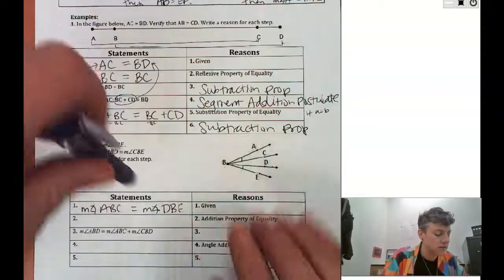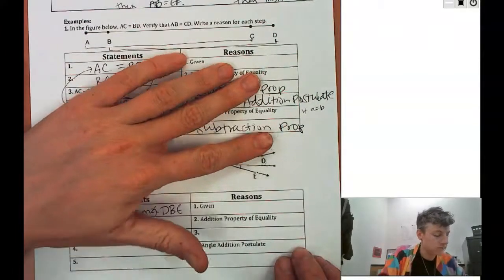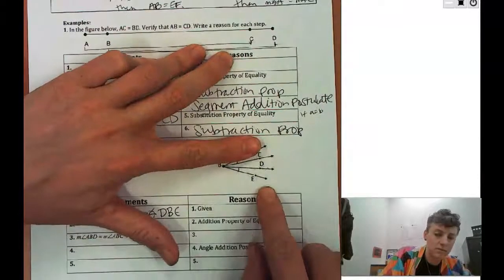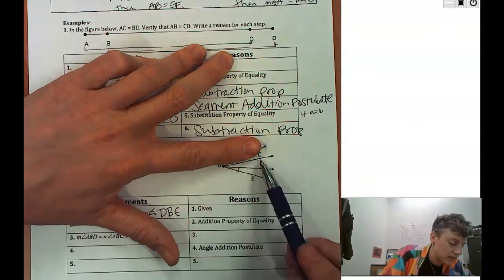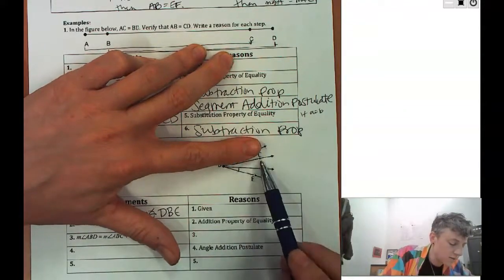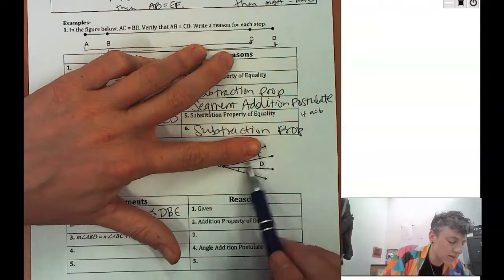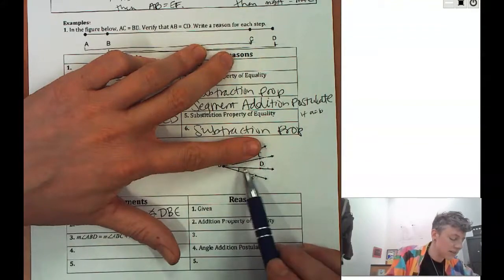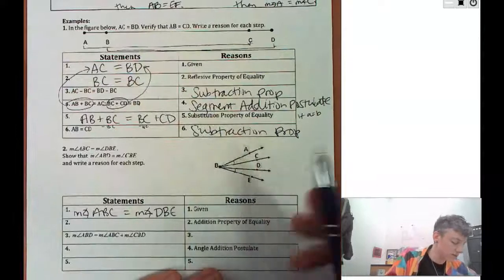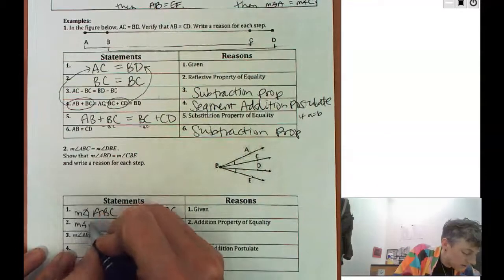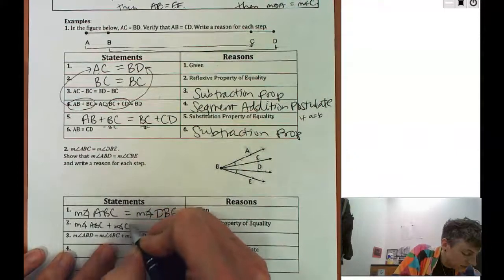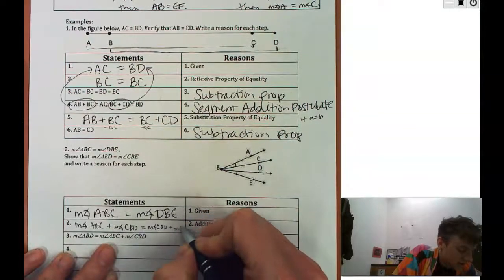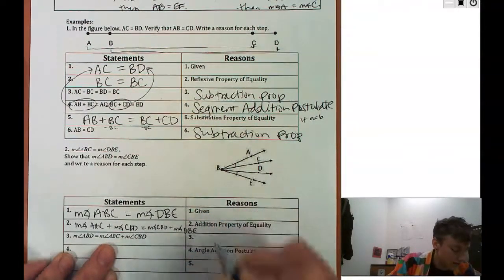Similarly, CBE is this big angle. If we added that same middle guy to it, we'd get that CBE. So CBE is the angle that we're given, this little one, plus this middle angle. So let's add CBD to both. The measure of angle ABC plus the measure of angle CBD equals the measure of angle CBD plus the measure of angle DBE. We added something to both sides.